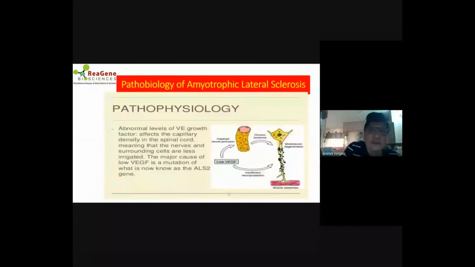Pathophysiology of amyotrophic lateral sclerosis, people call it ALS for short. Vascular endothelial growth factor is the primary cause. I mean, there's the ALS2 gene that gets mutated, which causes problems in the capillary density in the spinal cord. And that causes this neurodegenerative disease. Next one, please.